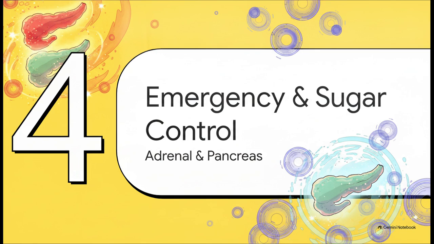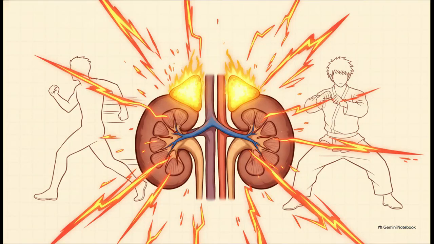Let's dive into Section 4, Emergency and Sugar Control. Sitting right on top of your kidneys, kind of like little caps, are the adrenal glands. Have you ever felt that intense panic right before a massive board exam, or when you get a sudden fright? Well, that's your adrenal glands pumping out a hormone called adrenaline. It instantly prepares your body for sudden emergency conditions, throwing you straight into that famous fight or flight survival state.